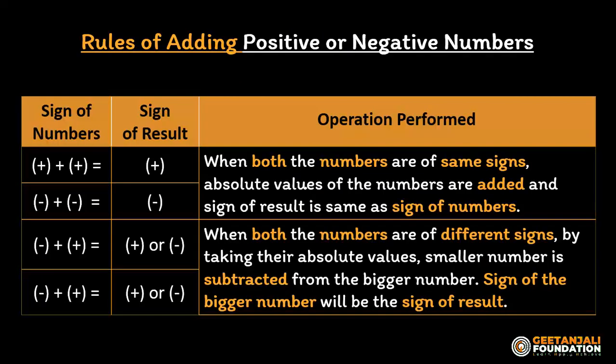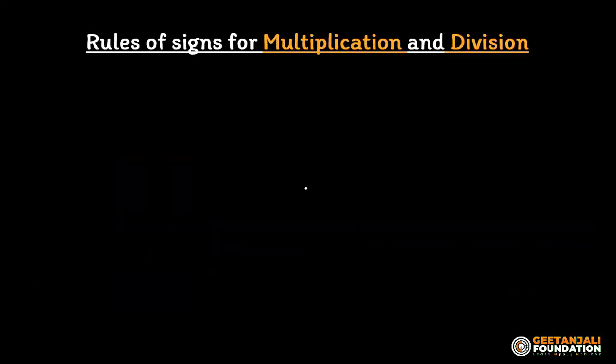Now, rules of adding positive and negative numbers. When you add numbers, those may be positive, those may be negative. If both the numbers are of the same sign, both positive or both negative, you simply add their absolute values and put the sign of the numbers in the result. If the numbers are of different signs, you take their absolute values, subtract the smaller number from the bigger number, and put the sign of the bigger number with the result.